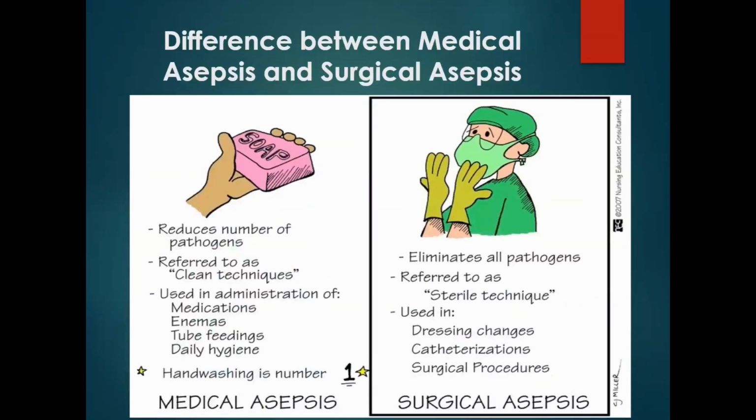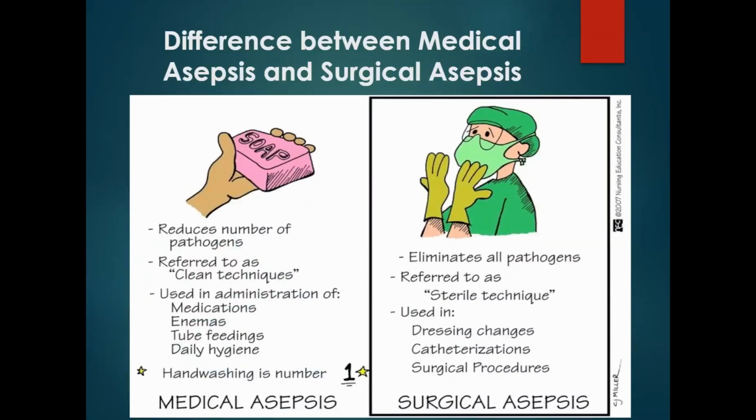The difference between medical asepsis and surgical asepsis. When we're doing medical asepsis, this reduces the number of pathogens. We call this clean technique. And we do use medical asepsis when we're administering medications, enemas, tube feedings, daily hygiene. So this is just your basic hand washing techniques that we use, right?